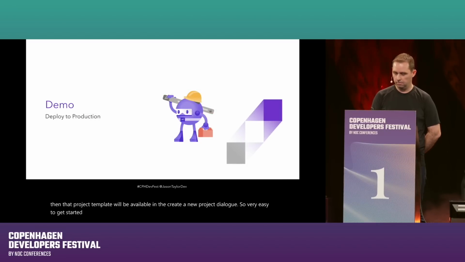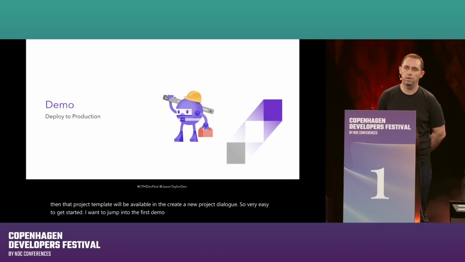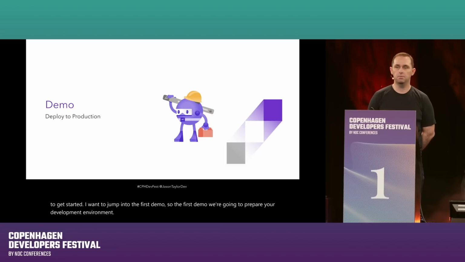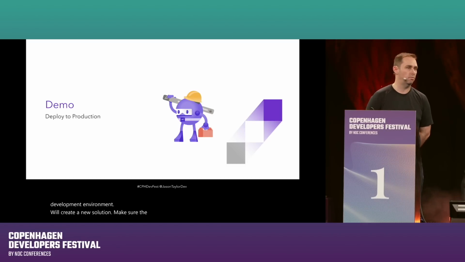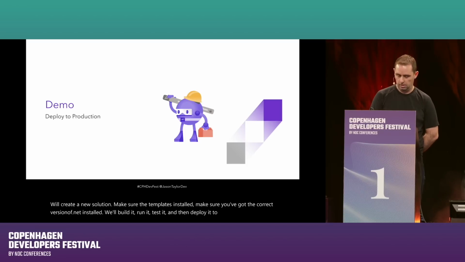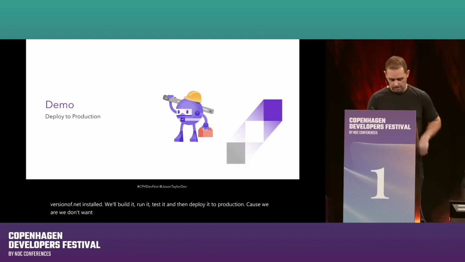I want to jump into the first demo. So the first demo, we're going to prepare your development environment. We'll create a new solution, make sure the template's installed, make sure you've got the correct version of .NET installed. We'll build it, run it, test it, and then deploy it to production, because we don't want to waste any time with this one, right?